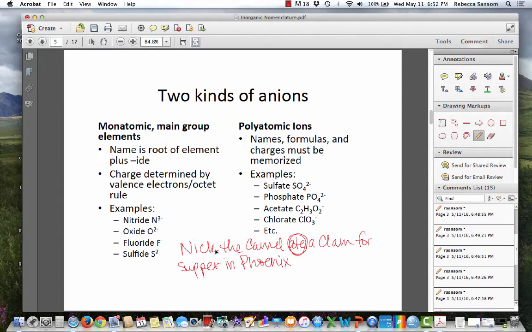You count up here the number of consonants to get the oxygens, the vowels to get the charge. So Nick gives us nitrate. That's NO3 minus: 3 consonants for my 3 oxygens, 1 vowel, 1 minus charge. This gives you nitrogen, carbon, chlorine, sulfur, phosphorus. That gives you those polyatomic ions. The other ones you just have to memorize.